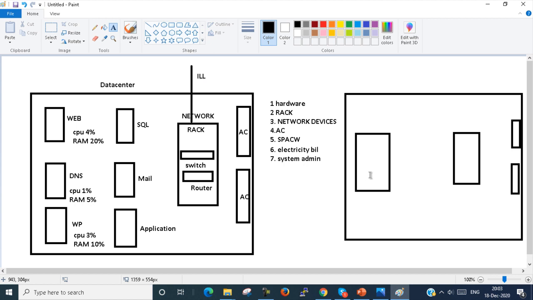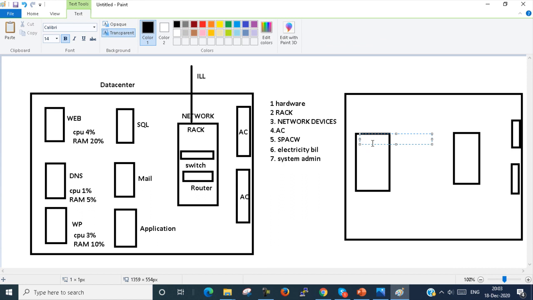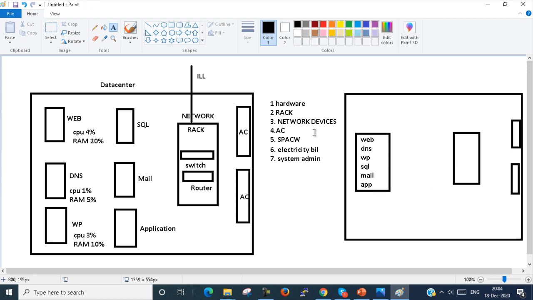Inside this physical server, we configure a virtualization where we deploy web, DNS, WordPress, SQL, mail, application server inside the same machine, and the network rack and the routers remain the same, and also the lease line remains the same. But in this scenario, you can get less hardware to buy.